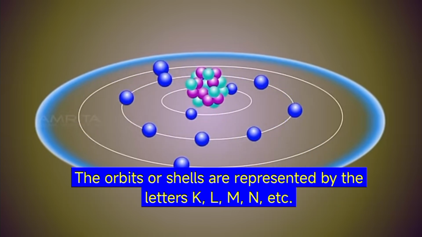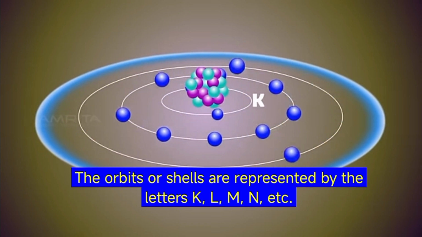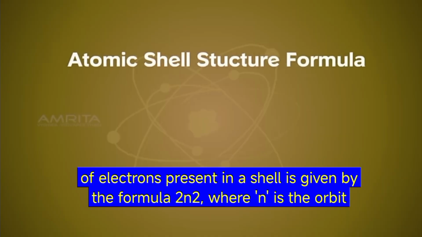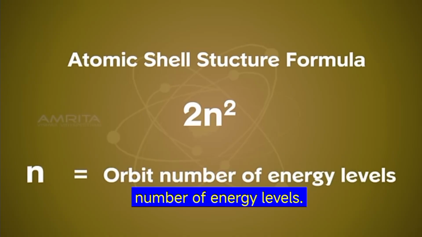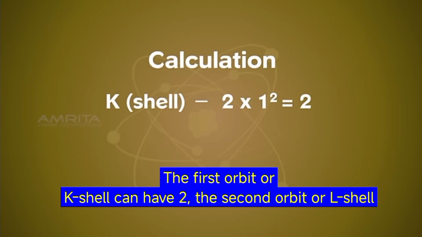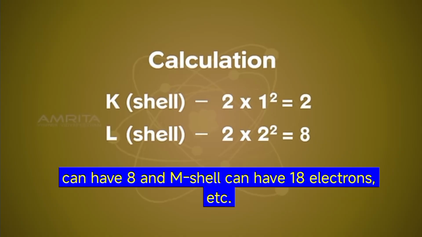The orbits or shells are represented by the letters K, L, M, etc. The maximum number of electrons present in a shell is given by the formula 2n², where n is the orbit number of energy shells. The first orbit or K shell can have 2, the second orbit or L shell can have 8, and the M shell can have 18 electrons, etc.